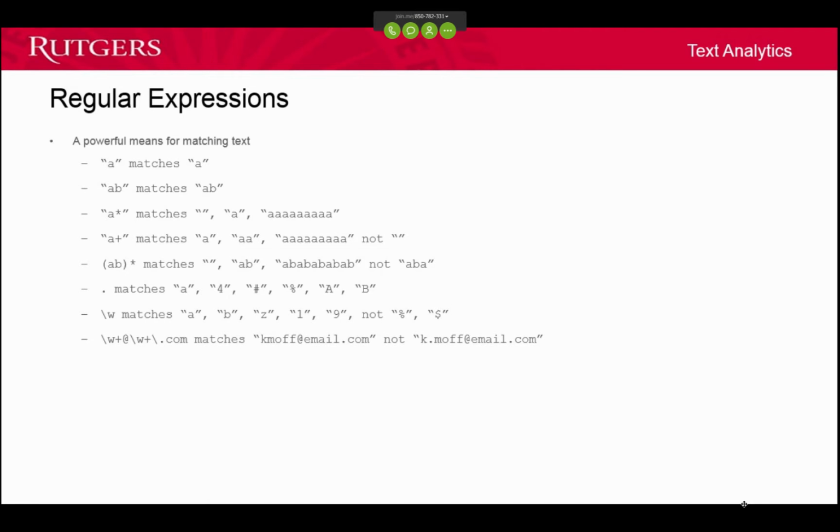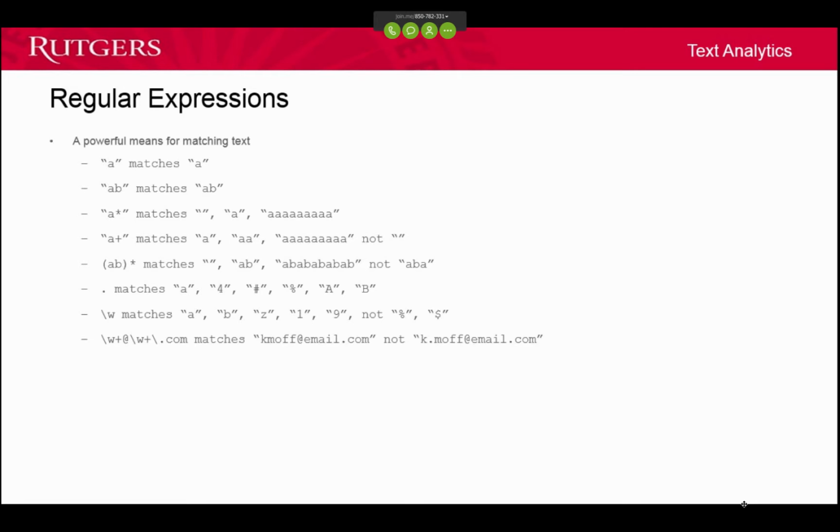Okay, so here's our first big pattern, okay? So \W matches any number or letter, right? And then the plus means it matches any number or letter one or more times. Then the @ symbol matches an @ symbol. Then another \W plus. Then a \. period, which matches a period. Then com. So let's work through this.